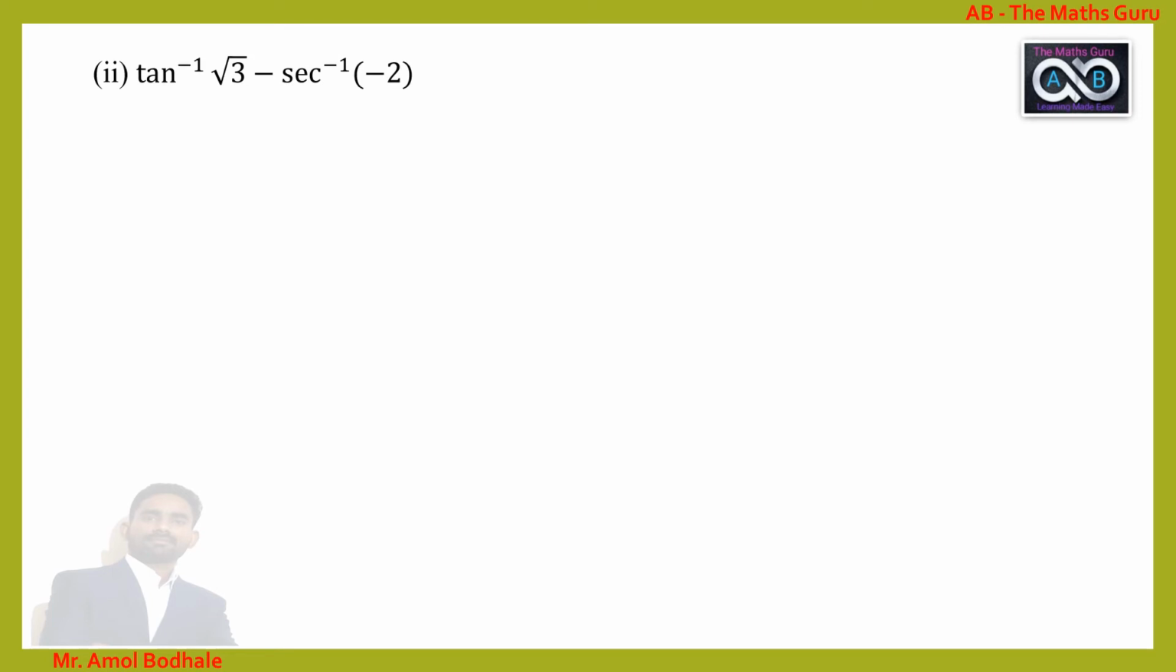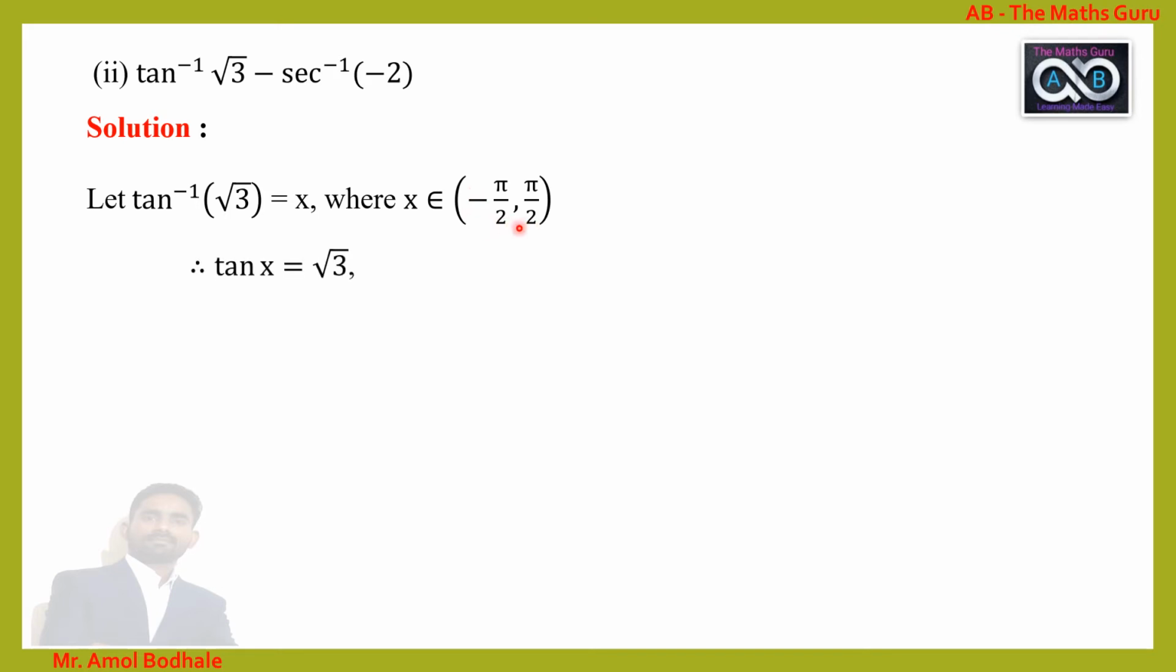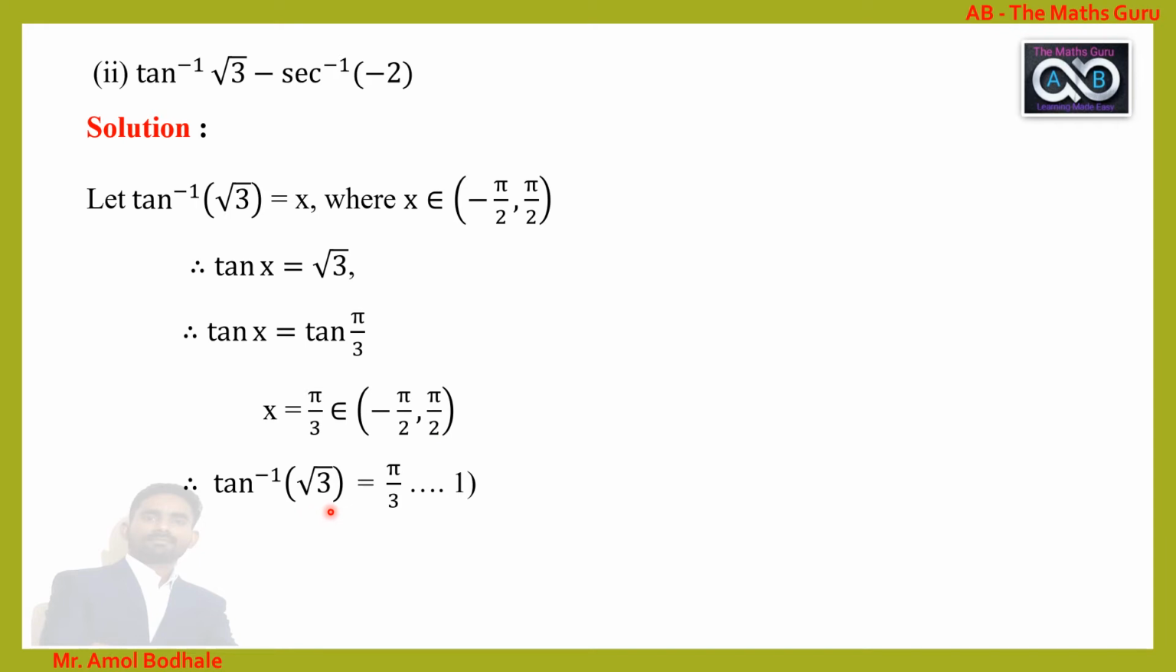Let's see the second example. So here to find this value, we will suppose tan inverse of root 3 as x, where x must belong to the range of tan inverse, which is the open interval minus pi by 2 comma pi by 2. So here as tan inverse of root 3 equal to x, tan x equal to root 3. As tan of pi by 3 is root 3, x equal to pi by 3, where pi by 3 belongs to the range of tan inverse, which is the open interval minus pi by 2 comma pi by 2. So we get tan inverse of root 3 equal to pi by 3. So we get the value of the first term.